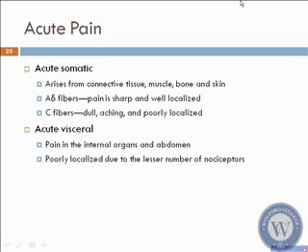Okay? There's acute pain that could be somatic. Acute somatic pain arises from connective tissue, muscle, bone, skin. With the alpha-delta fibers, pain is sharp and well localized. The C fibers are more dull, aching, and poorly localized. Acute visceral pain is usually in internal organs and abdomen. It's poorly localized because of the lesser number of nociceptors.